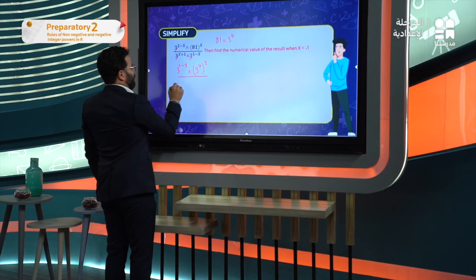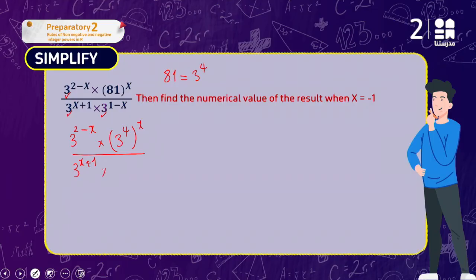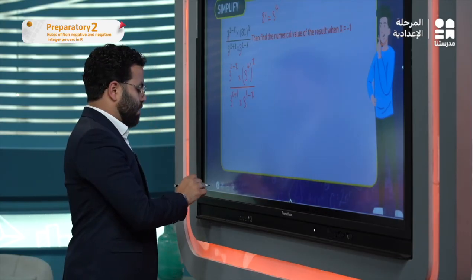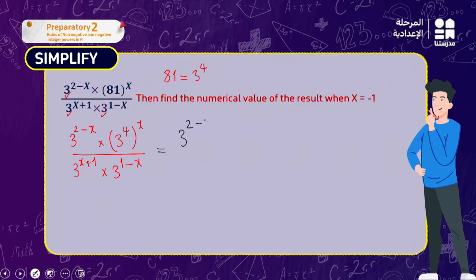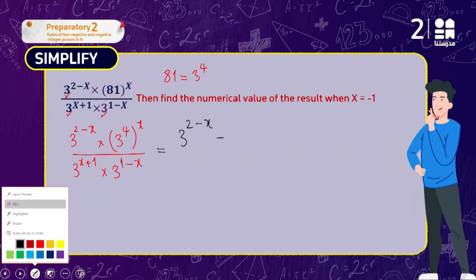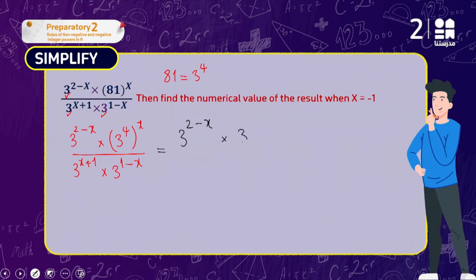Okay. Here 3 power x plus 1 multiply 3 power 1 minus x, as you see. How many bases do I have inside the example, guys? Yes, 1 base and only 1 base, so we can write it as 3 power 2 minus x, multiply, sorry, this is multiply 3 power 4x, right? Because power of power we multiply, over 3 power x plus 1 multiply 3 power 1 minus x.